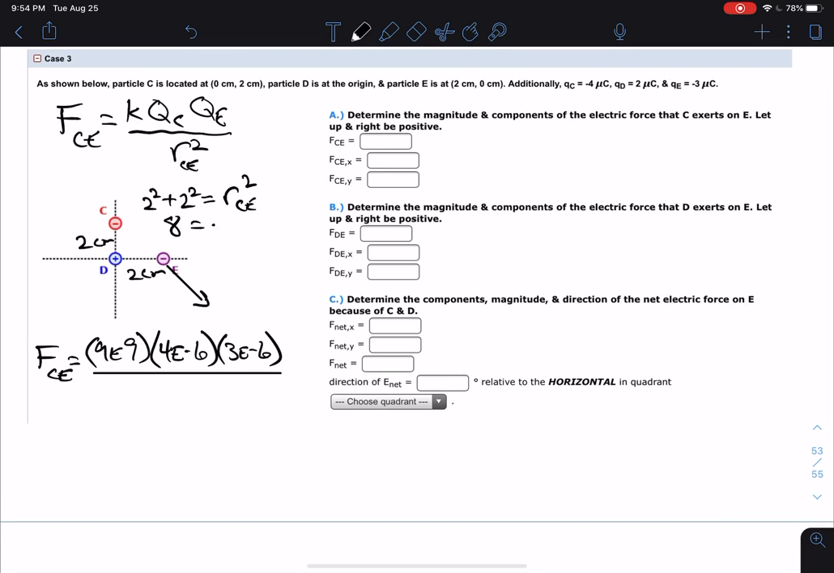That's 8 equals r sub CE squared. So now I know what r sub CE squared is. That's 8. Now I should point out that I actually did this a little incorrectly. Not the way I really want to do it. I did it in terms of centimeters, but we need to convert to meters. So let me just quickly change that and do it in terms of meters. That'd be 0.02 squared.